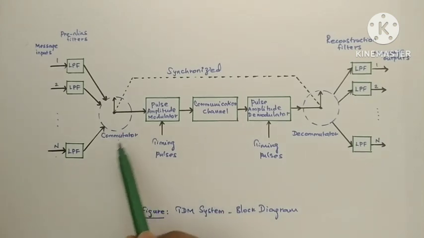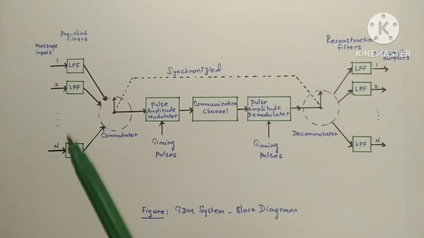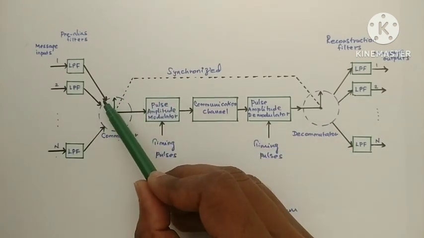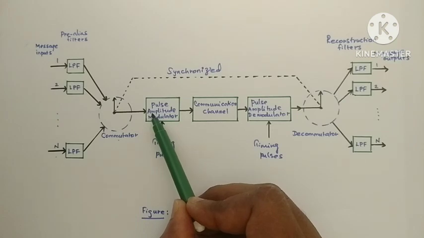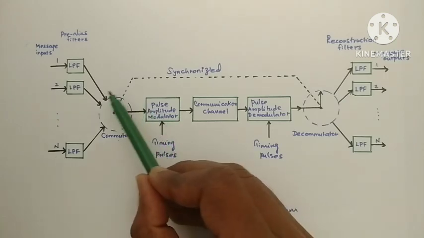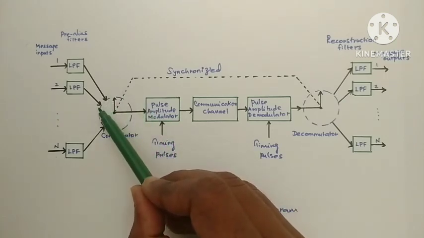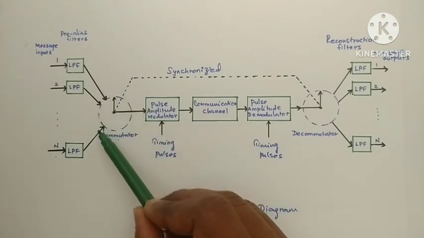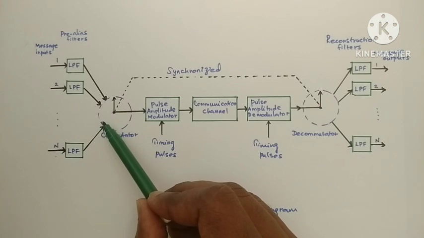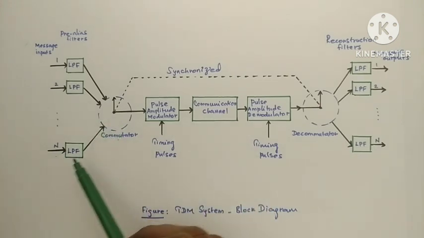So what does the commutator mean? It is the electronic switching circuitry. So what will it do? It will take the sample of the first input and give it to the PAM modulator. Then it will take the sample of the second input and give it to the modulator. Then the third sample, fourth sample, up to the nth input message signal's sample.